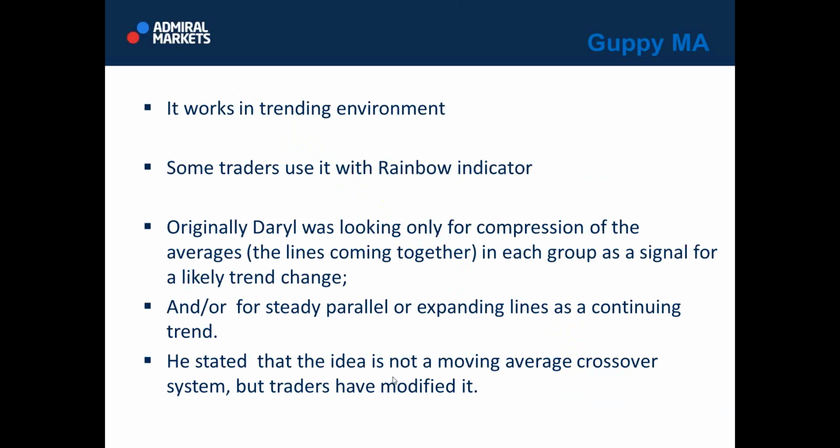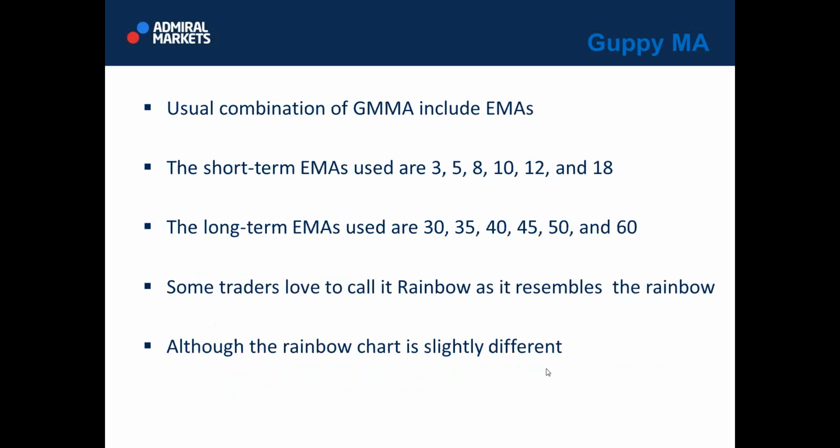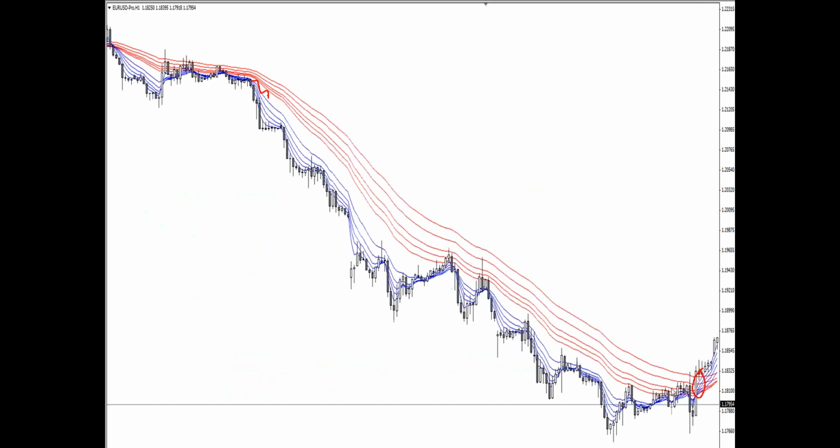He stated that the idea is not a moving average crossover system, but today traders have modified it. So his original idea was not to implement a moving average crossover system. The idea is only to spot the trend, okay, to spot the trend and to spot the trend change. So originally, Daryl Guppy was looking first for compression to tell him that the trend will start to develop. Then he was looking for a trend by using gaps in between short and long-term traders here.